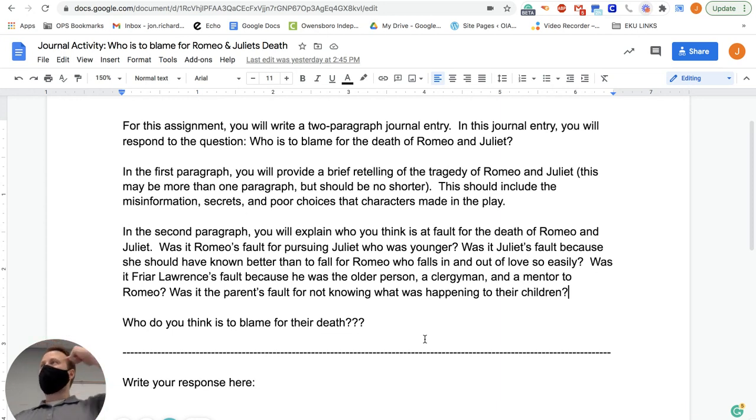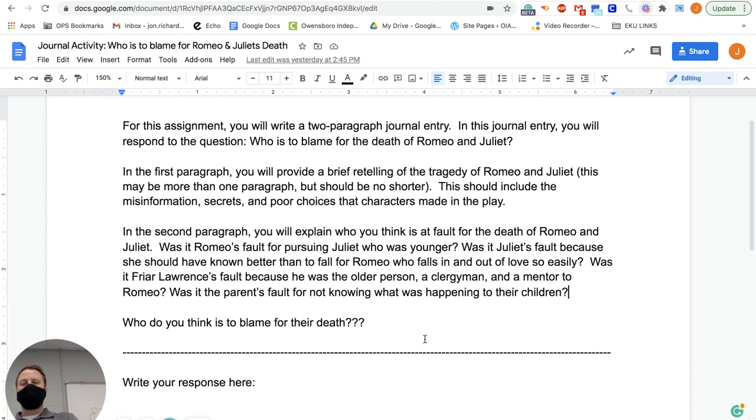And in the retelling, you should be thinking, who are you going to blame? Is it Friar Lawrence? Is it Romeo and Juliet? Is it their parents? Is it Paris? Is it the prince? Who is it? You know, whoever you want to pick, okay? But in that retelling of the story, you definitely want to highlight them.